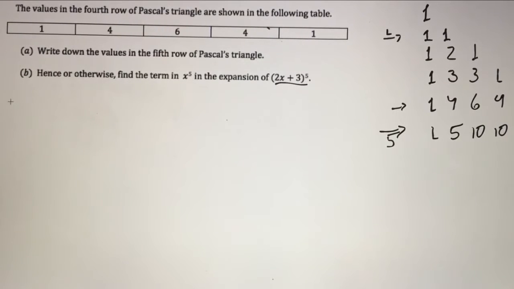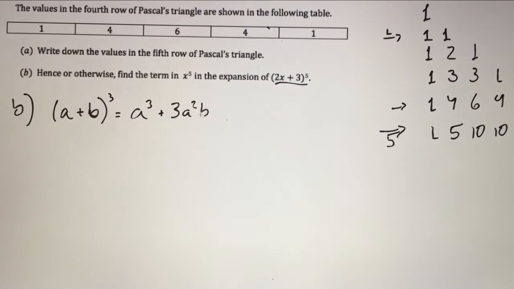Hence or otherwise, find the term in x to the power 5 in the expansion of 2x plus 3 to the power 5. Okay, let's understand what happens with an expansion. So if I do a plus b to the power of 3, what do I get? Well, I would get a to the third plus 3a squared b plus 3ab squared plus b to the third.